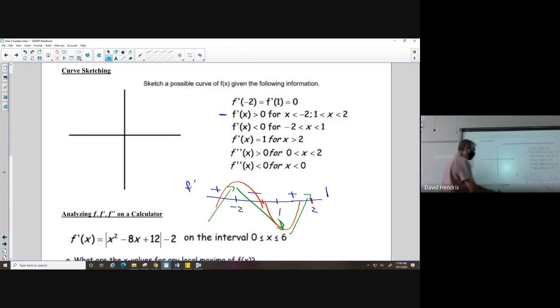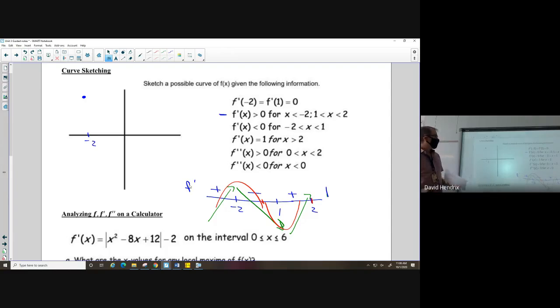All right, so we can pick any point to start with. I'm going to pick my maximum point. I know I'm going to have a maximum at -2 and a minimum at 1. So at -2 on my graph, you can put it here, you can put it here, wherever. It doesn't matter, right? It doesn't say where you have to put it. Since it's the maximum, I'll put it fairly high on the graph.